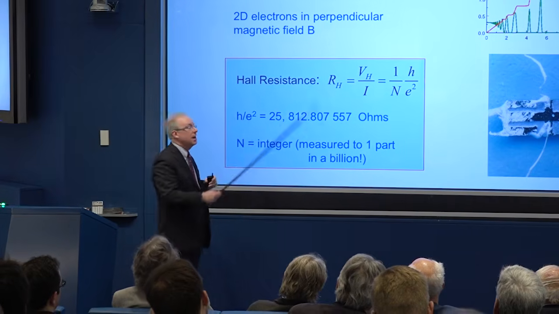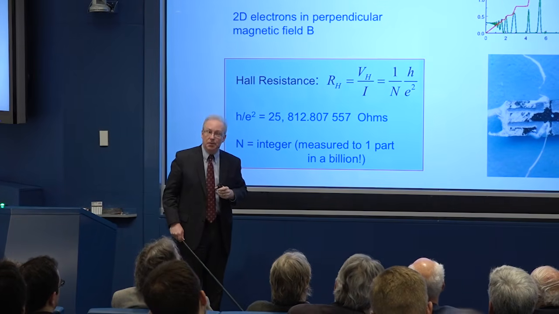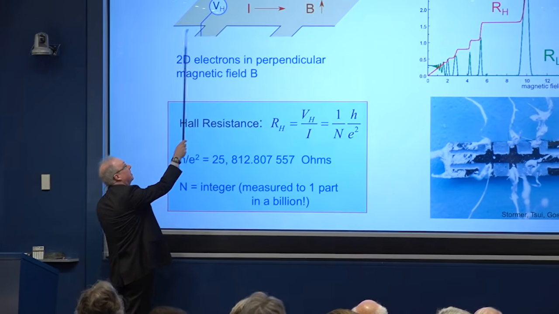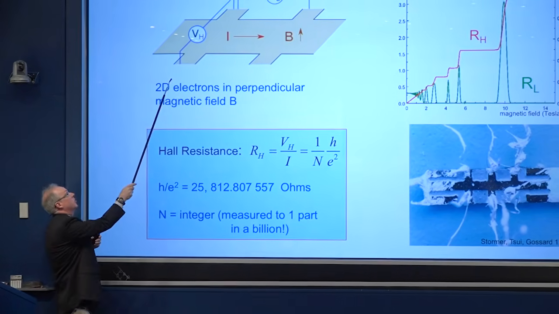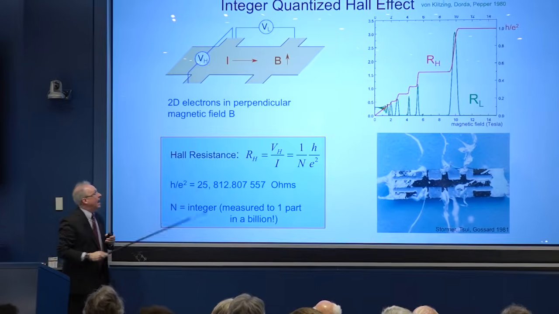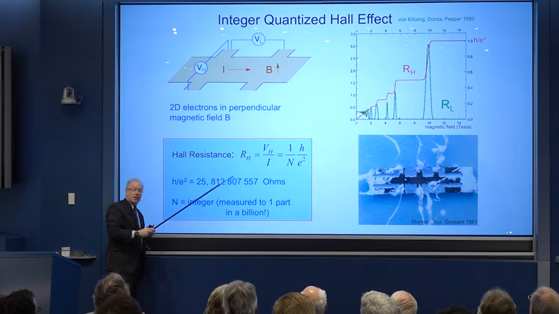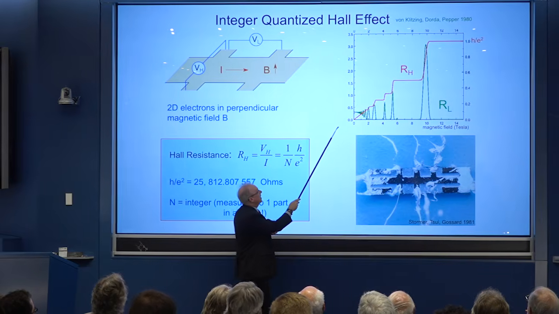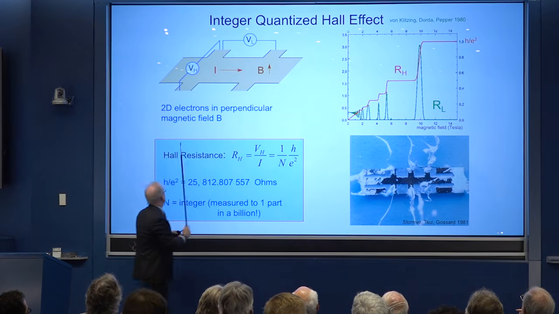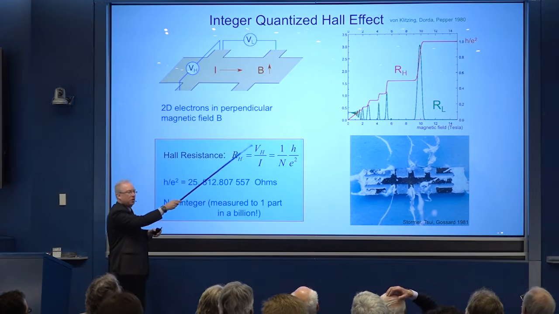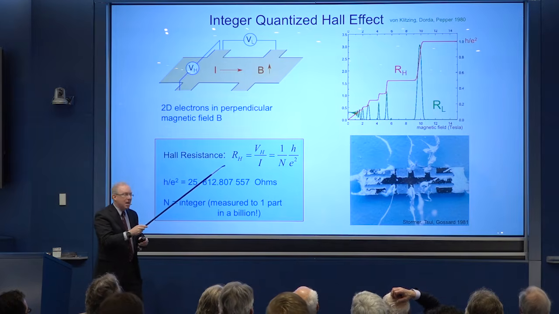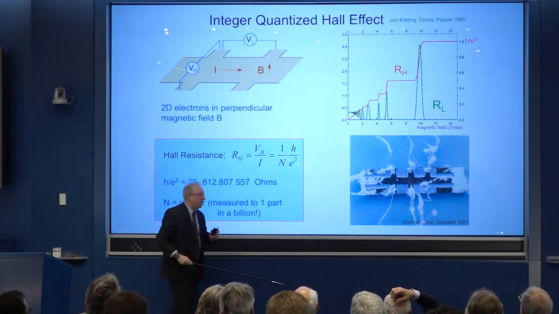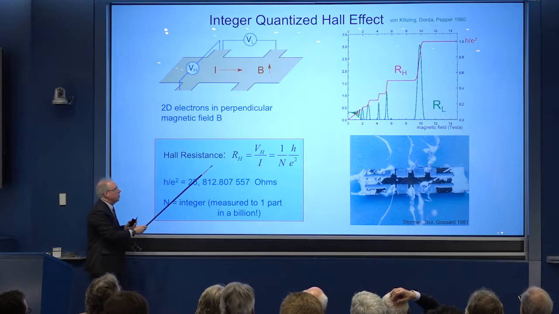Okay, and von Klitzing made an amazing discovery. By measuring, he passed an electric current down this wire and measured the voltage perpendicular, and put it in a magnetic field. And as a function of the magnetic field, what he observed is that the Hall resistance basically undergoes these step-like behaviors.